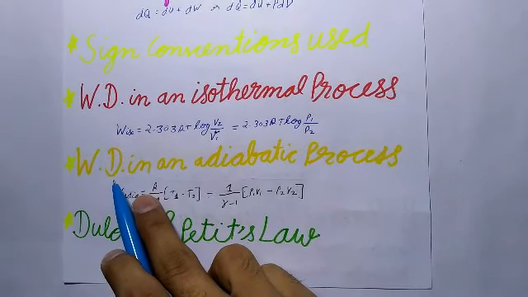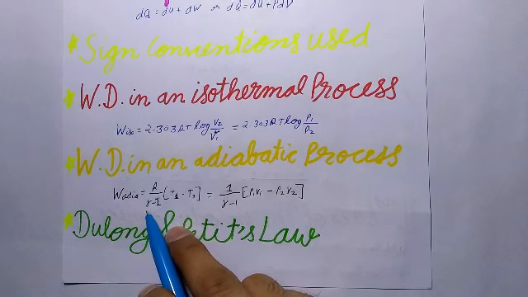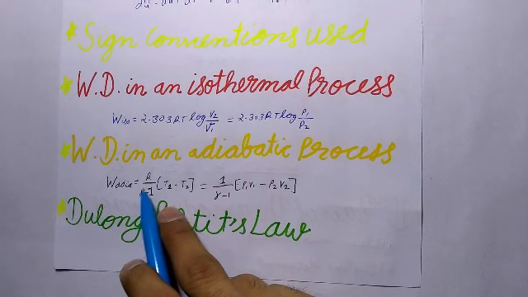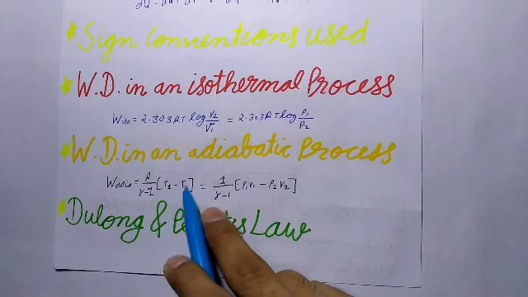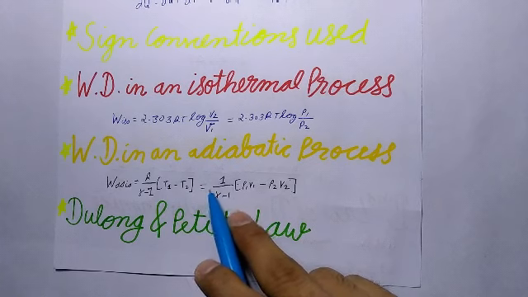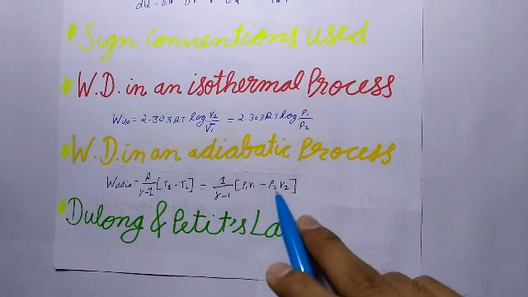Next is work done in an adiabatic process. Work done when 1 mole of a gas expands adiabatically and its temperature falls from T1 to T2 is equal to R upon gamma minus 1, in the bracket T1 minus T2, or equal to 1 upon gamma minus 1, in the bracket P1 V1 minus P2 V2.